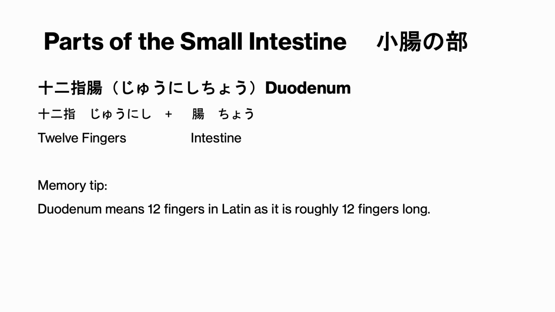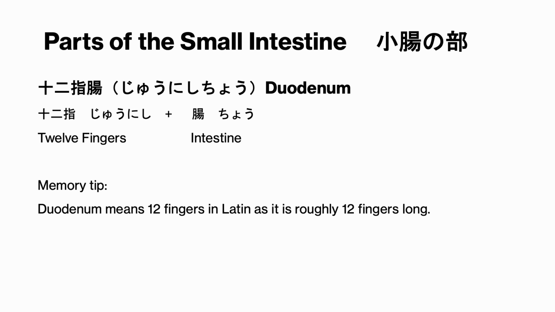Next, we've got parts of the small intestine, with the small intestine being made up of three parts, with the first being the duodenum, which is junischo. Now, breaking the kanji down, I've broken it up into two, the first part being the first three kanji together, which is junishi, which reads as 12 fingers. Then combined with the kanji for intestine cho, together making junishicho, or 12 fingers intestine.